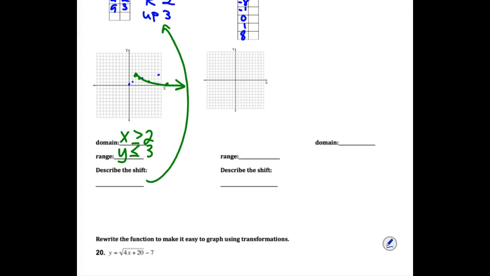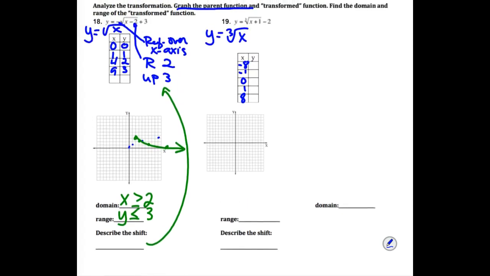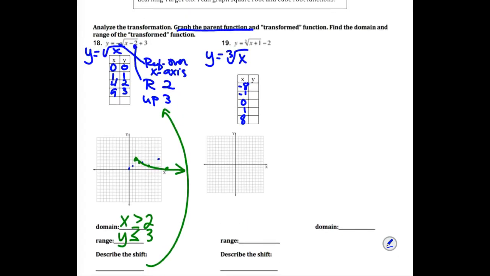Okay. For the cube root, when I cube root -8, I get -2. -1 is still -1. Cube root of 0 is 0. Cube root of 1 is 1. Cube root of 8 is 2. So we have (8, 2), (1, 1), (0, 0), (-1, -1), and (-8, -2). We have that twist. Yes?